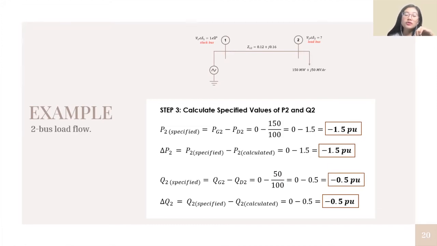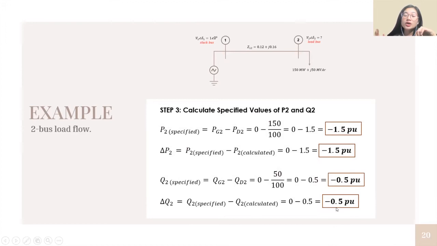Same goes sa pag-solve natin for Q2 specified. Q2 specified is going to be QG2 minus QD2. So that's 0 minus anong reactive power natin sa load? That's 50 MVAR. So that's 50 divided by 100 to come up with a decimal answer of negative 0.5 per unit. So for the change in Q2, that's going to be Q2 calculated minus Q2 specified. So that's 0 minus 0.5, resulting to an answer of still negative 0.5 per unit.